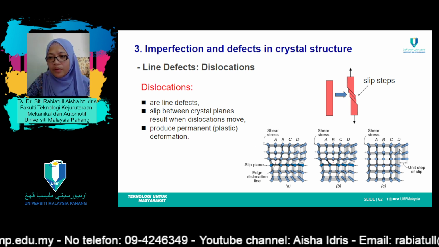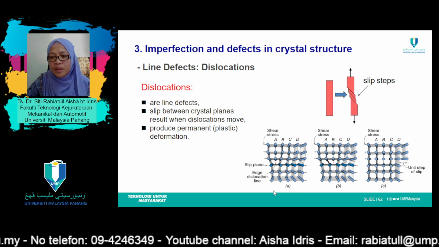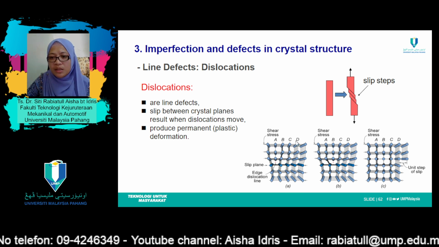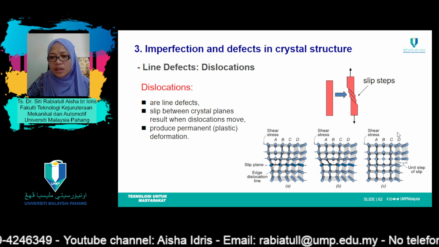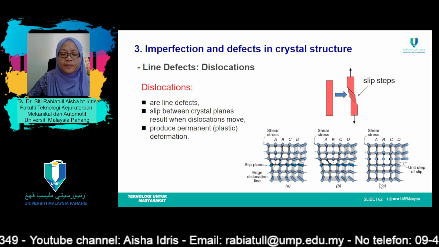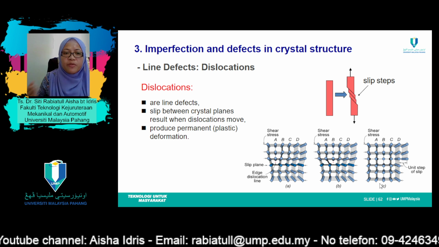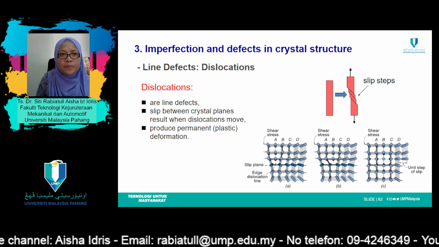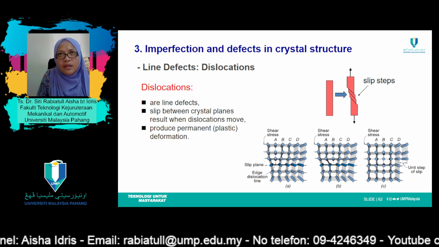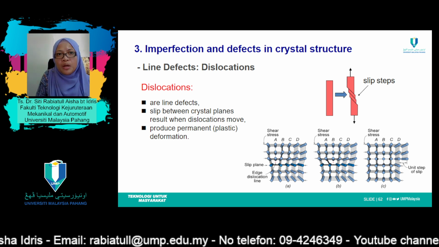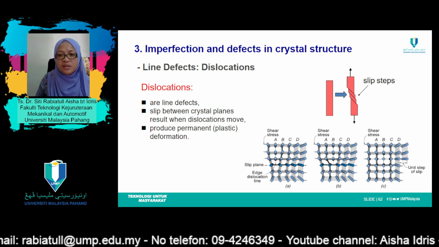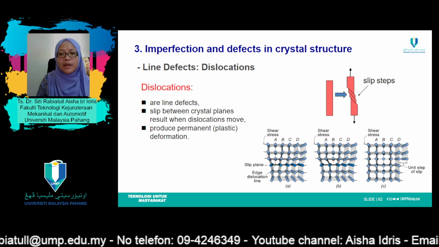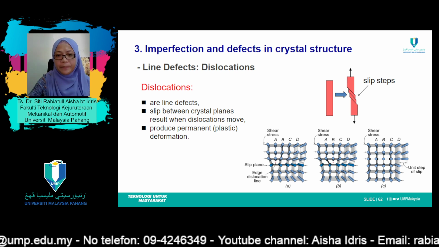Or else you can refer to this figure here, what happens to the materials starting from figure A, B, and C. This is considered plastic deformation, whereby plastic deformation means that it doesn't show its original form. It's changed totally, so it cannot come back to its original form.